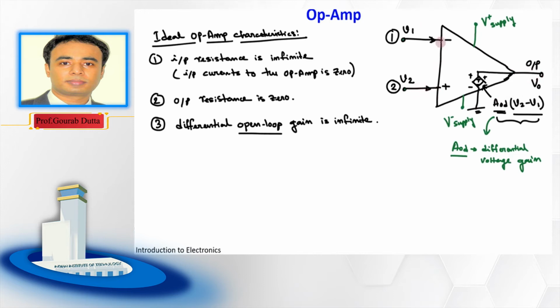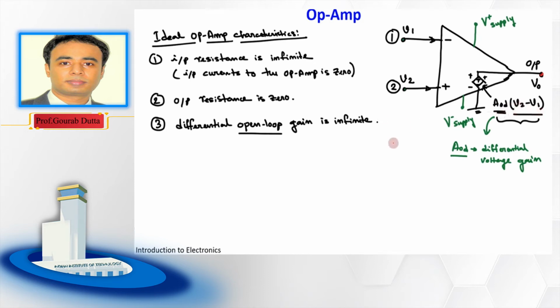But if you have to use only this op-amp in this configuration, then you can think that this op-amp has a differential open loop gain which is infinite. Then see, one more thing can also happen here, like V output voltage. Here you can see it is nothing but AOD, that is differential voltage gain, which is actually very large, very high. For ideal it is infinite, into V2 minus V1.